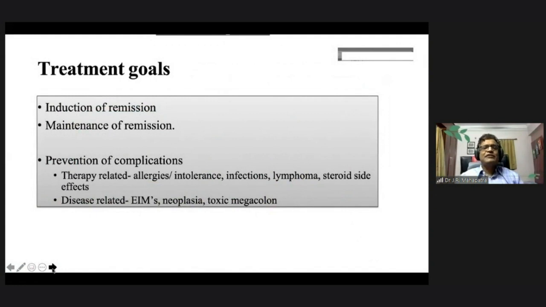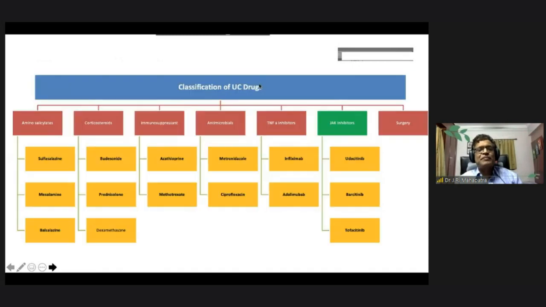So treatment goals are basically induction of remission, maintenance of remission, and prevention of complications. Therapy-related issues include allergy, intolerance, infection, lymphoma, one should know what causes lymphoma, and steroid side effects. Just briefly, I'll touch on them one by one. This is the classification of ulcerative colitis drugs. I just mention the names because time is very short.